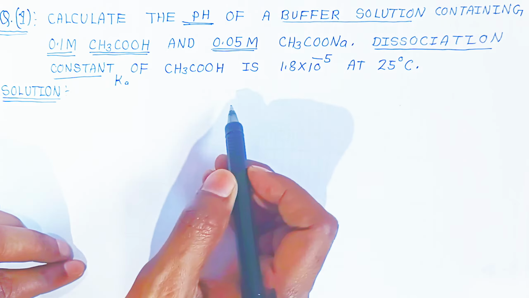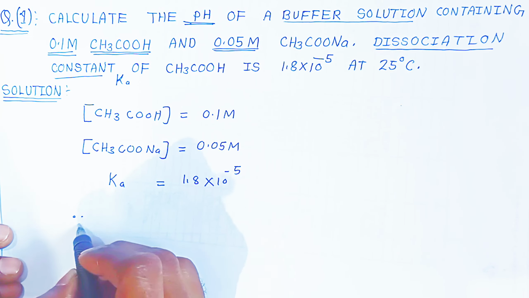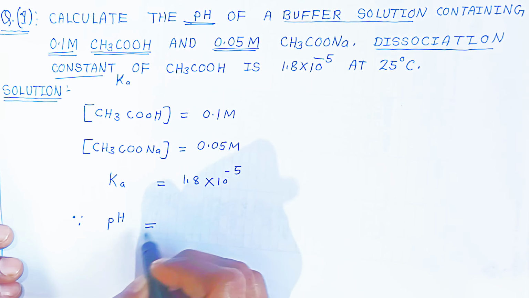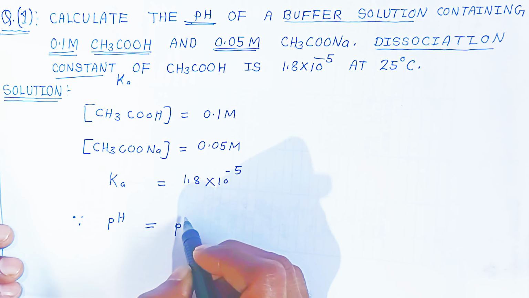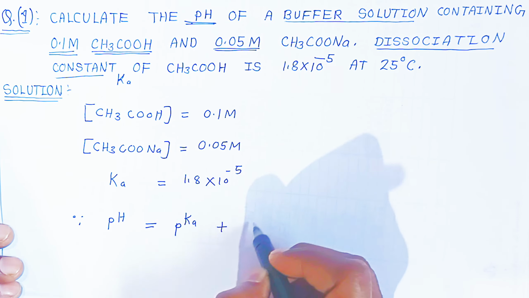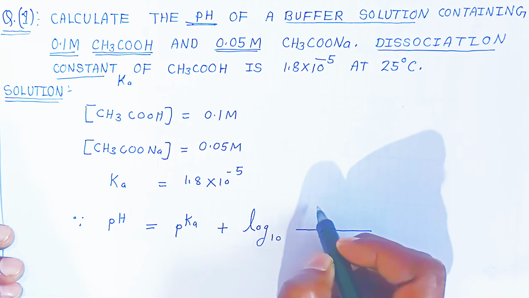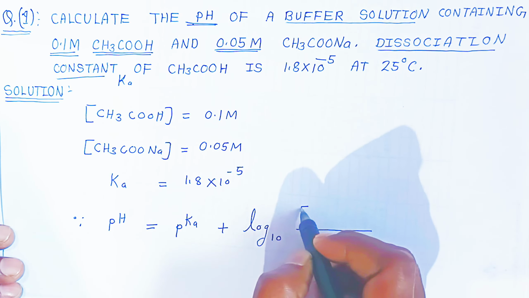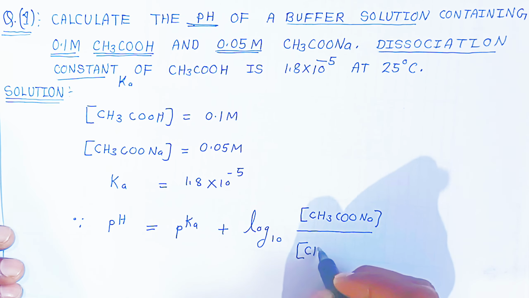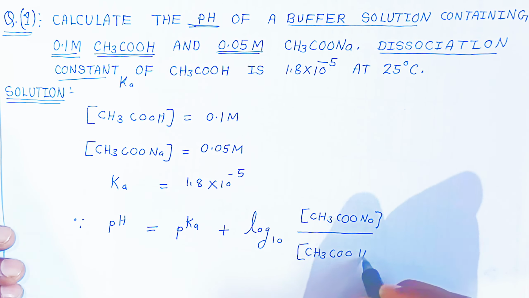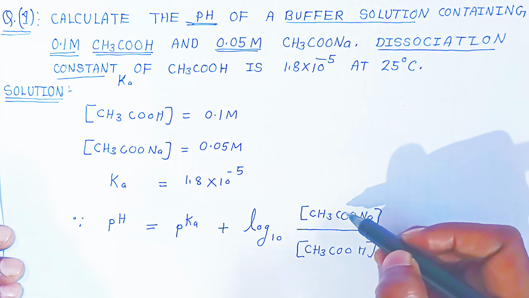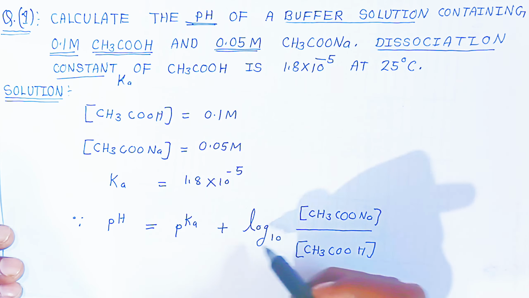But students, you should know the formula. For a buffer solution, how will you find the pH? You should know this formula: pH is always equal to pKa plus log base 10 of the ratio of the concentrations. The salt concentration you always write in the numerator, and its corresponding acid you write in the denominator. Take this ratio, take the log, add the pK value, and you will get the pH.